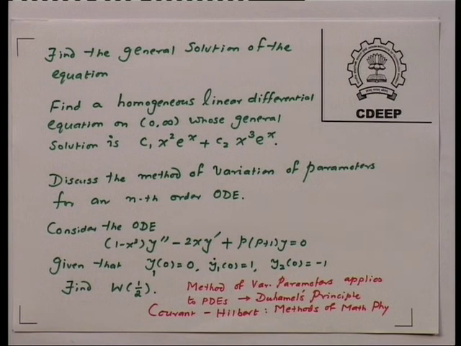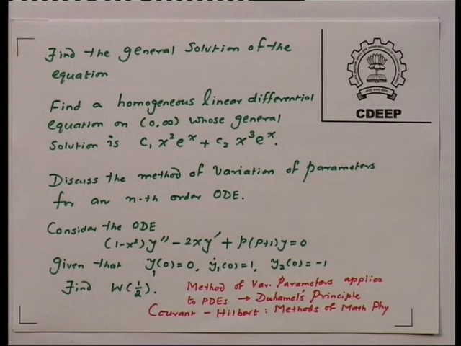There are only 3 conditions. The 4th condition is not required. You have to use the Abel-Liouville formula. You can't solve the differential equation. It's a Legendre's equation. You can't explicitly solve it. All that I'm asking you is the Wronskian at half. So, the Wronskian at the origin, you can compute, and then you have to use the Abel-Liouville formula and calculate the Wronskian at half. Quite a tricky thing, isn't it?